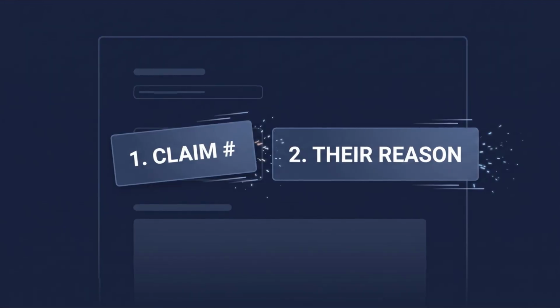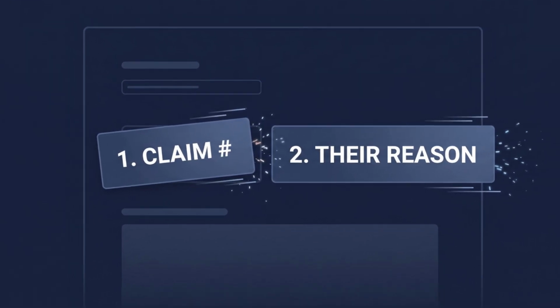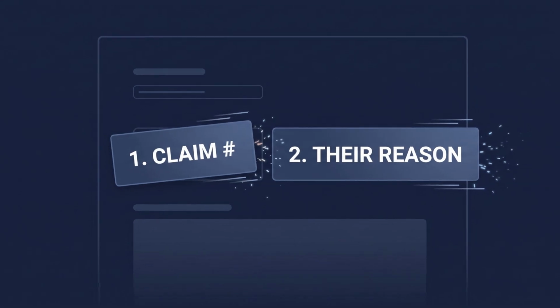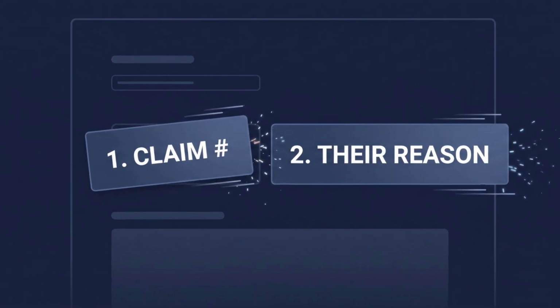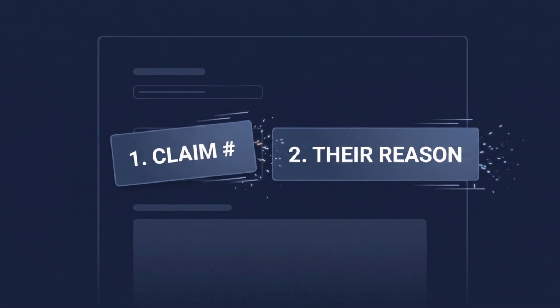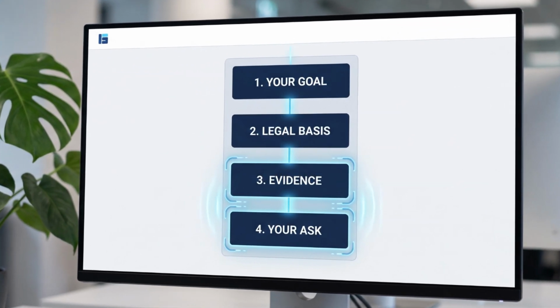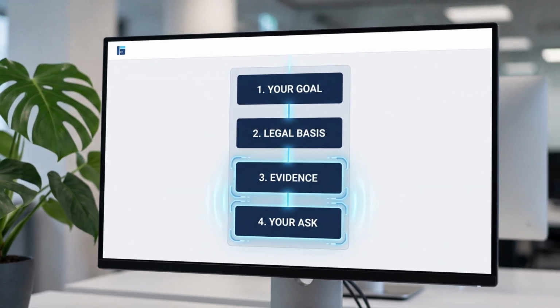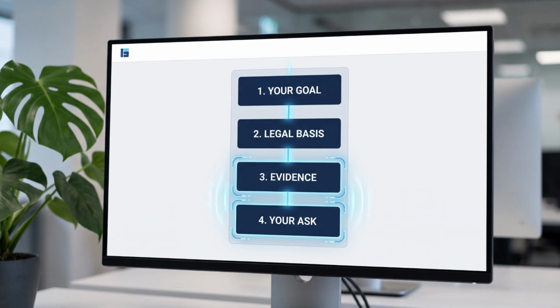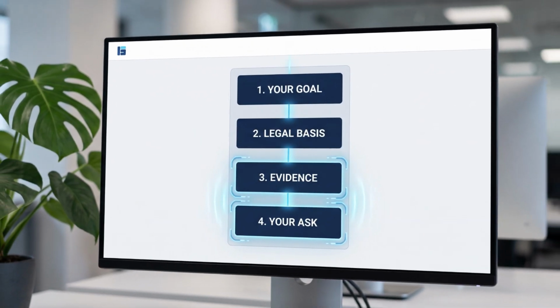Step 3. Structure the letter itself. Keep it to 4 parts. 1. State clearly that this is a formal appeal, with your claim number. 2. Restate the reason they gave for denial, in their own words. 3. Lay out your evidence point by point, directly against that reason. 4. State exactly what you're asking for. A reversal, a reconsideration, or a specific payout amount. No rambling. No emotional appeals.